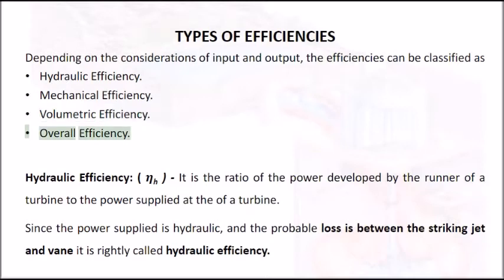Hydraulic efficiency. It is the ratio of the power developed by the runner of a turbine to the power supplied at the inlet of a turbine. Since the power supplied is hydraulic, and the probable loss is between the striking jet and vane, it is rightly called hydraulic efficiency.